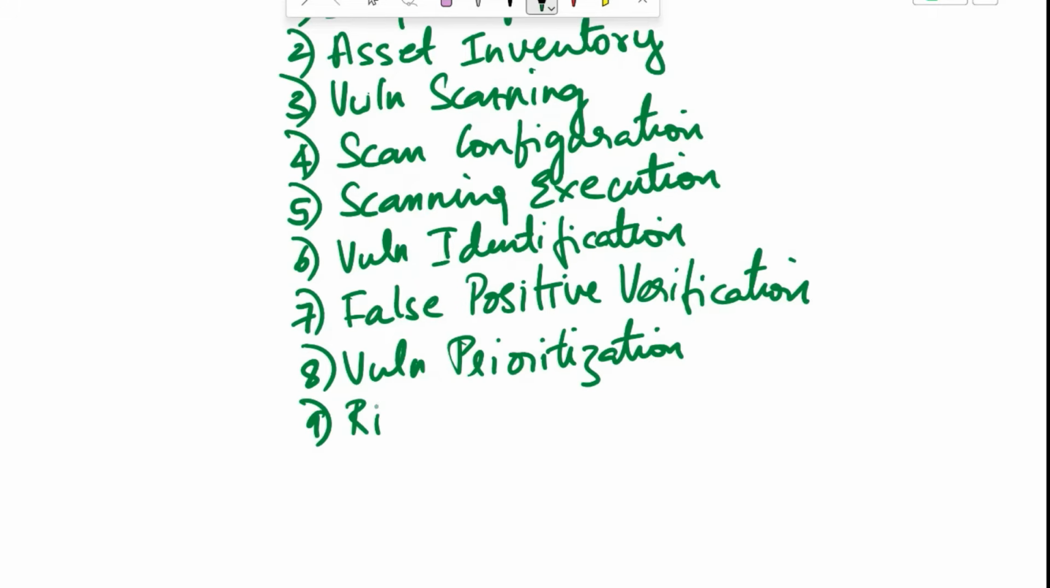Next step is risk assessment. Evaluate the risks associated with each prioritized vulnerability. Assess the likelihood of exploitation, potential consequences, and the existing security controls that mitigate the risks.